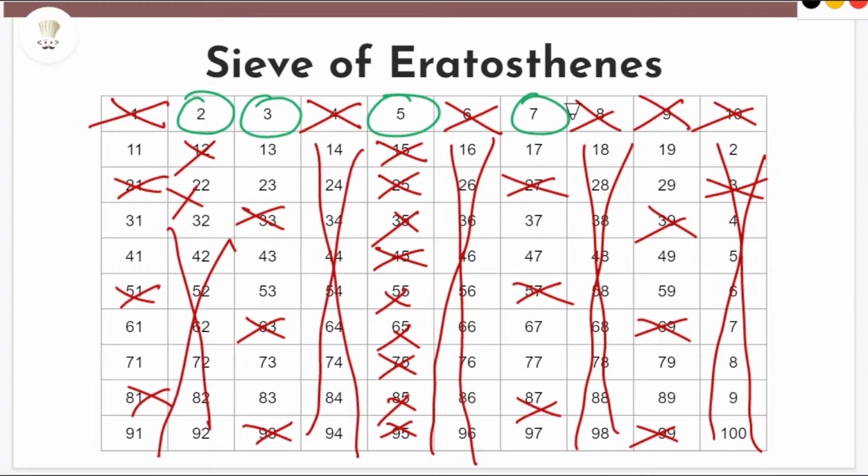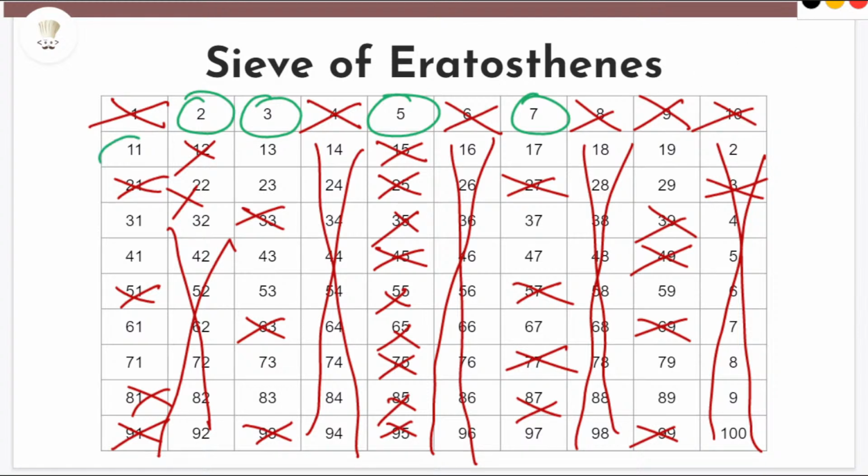Then we go on to 7. We cancel out the multiples of 7 here, right? So the multiples of 7 are 14, 21, 28. 28 is cancelled out already, I think. Yeah. 35, 42, 49. 49 was not cancelled. We cancelled that out. 56, 63, 70, 77, 84, and 91. Right? So we cancel out 3 additional numbers by declaring 7 as prime.